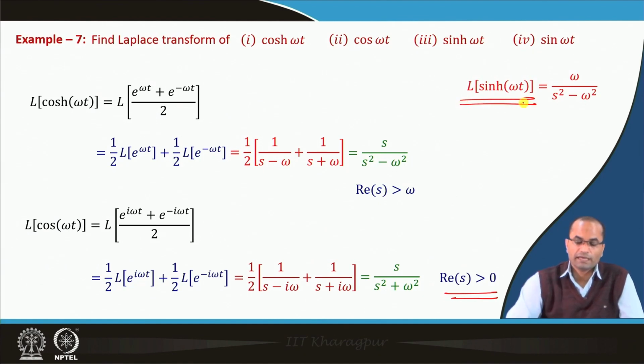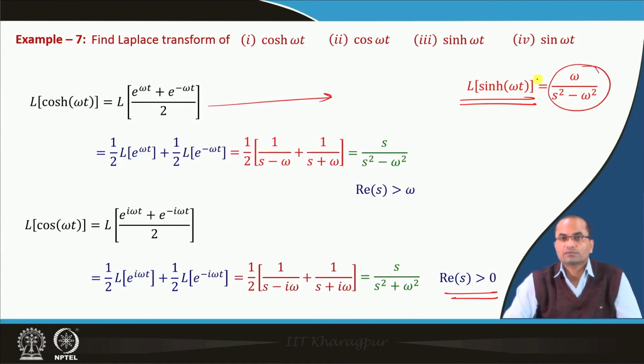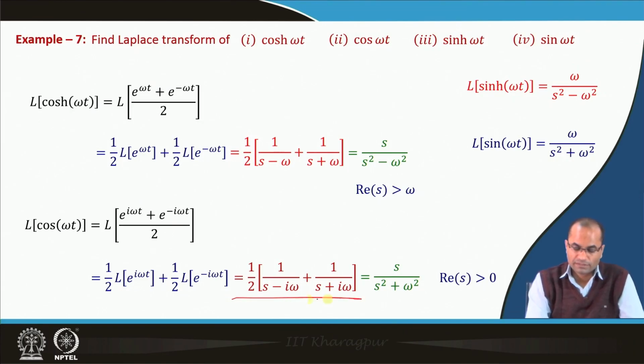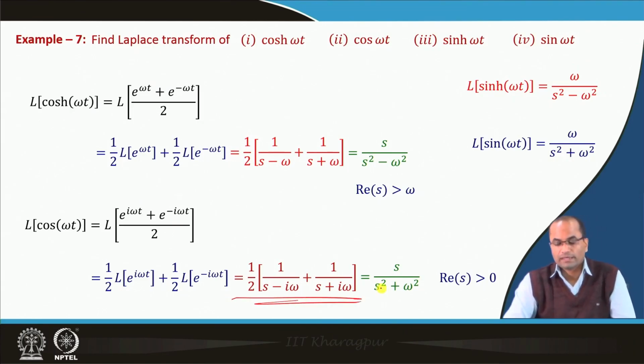Coming to sin hyperbolic omega t, again with similar splitting, we can obtain omega over s square minus omega square. And for the Laplace of sin omega t, instead of this s, omega will appear, and we have absolutely the same idea to get these Laplace transforms.